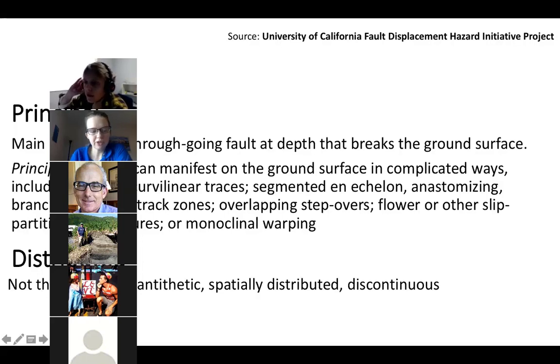And for distributed faulting, the main key is that it's not on the main faults. There's some spatial separation between the distributed segments and the principal fault. It may have synthetic sense of slip, so the opposite sense of slip from the principal faults. It may be spatially distributed, again not along the primary structure but adjacent to it. And the fault segments could be discontinuous or relatively short.